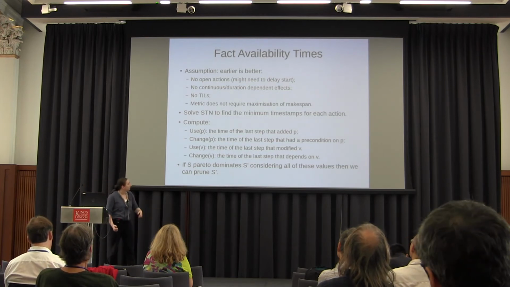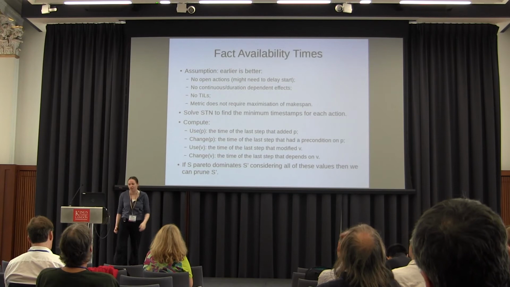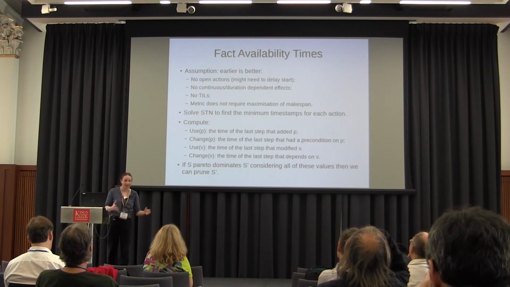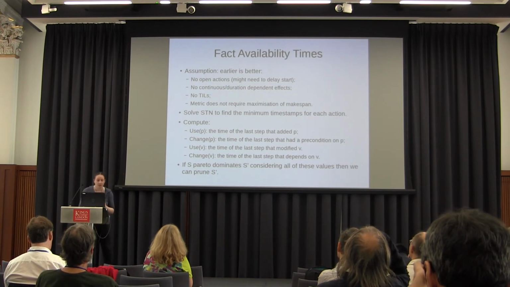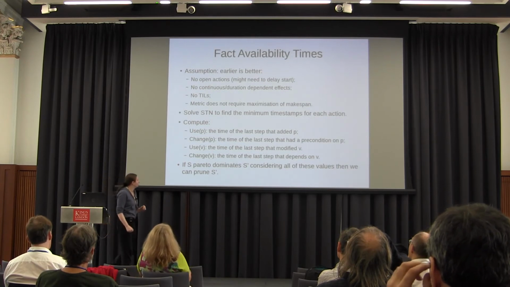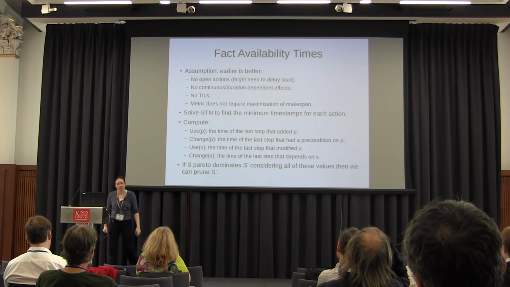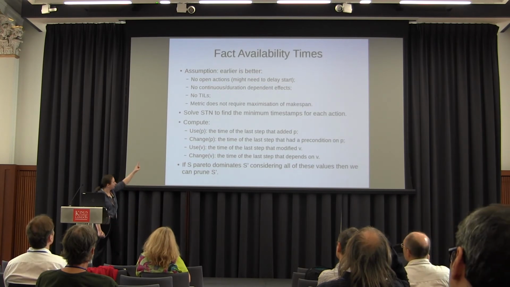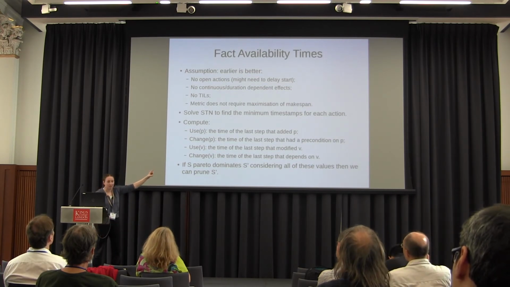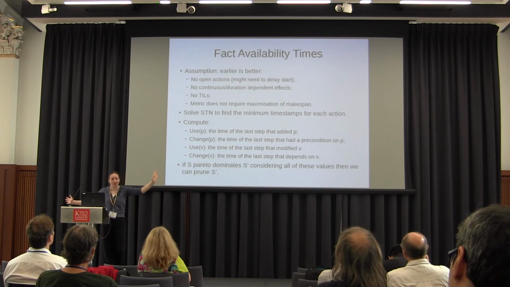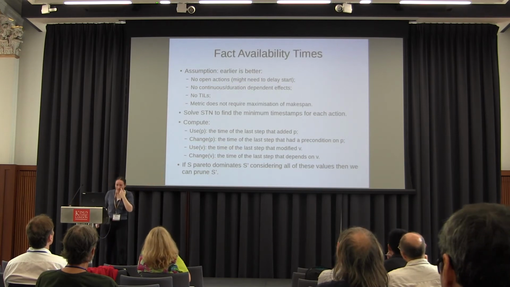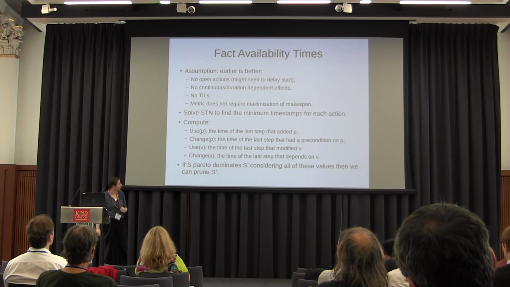So if you've got continuous or duration-dependent effects, you may need to delay your actions to make your numeric constraints work. If you've got time-dimensional literals, you may need to be able to do things later. And also, I've never seen this, but you could write the metric to maximize makespan. If you want to do that, don't use this pruning, right? So the idea here is that it's better to do some things earlier.